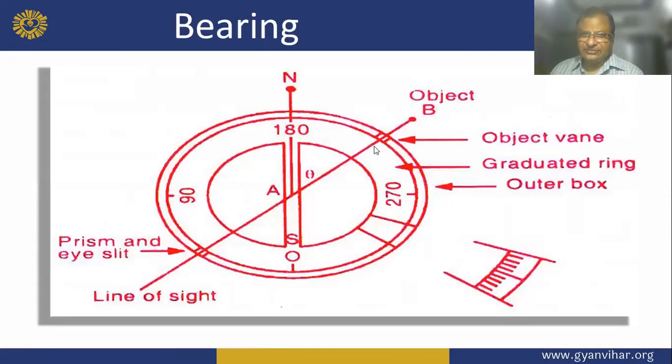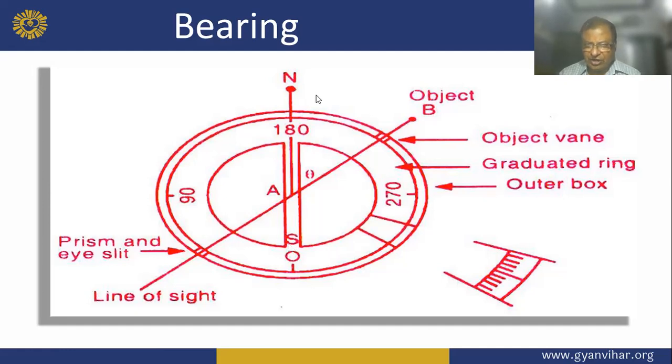See this diagram, see the bearing. This is the north, this is the south. If north is exact, then where is 180 degree? At south, all bearing to call zero. And this is north. At the western direction, 270 degree.